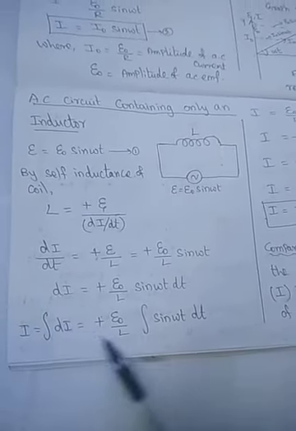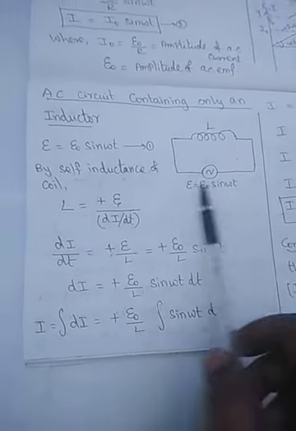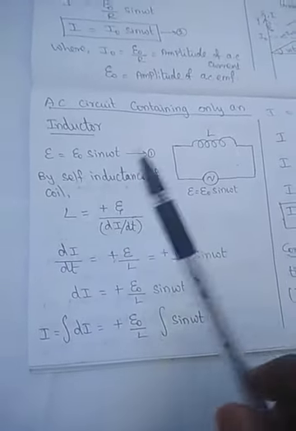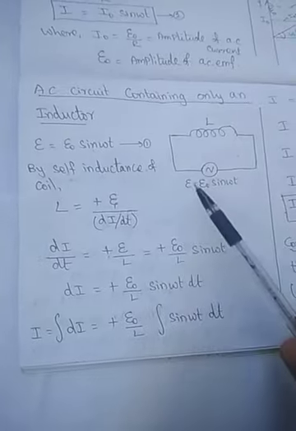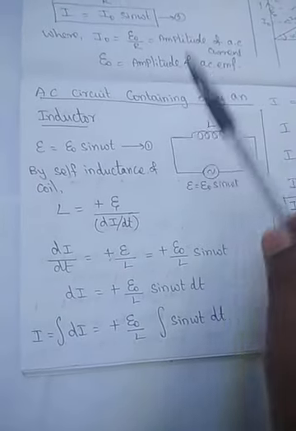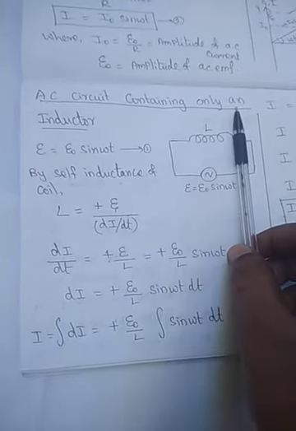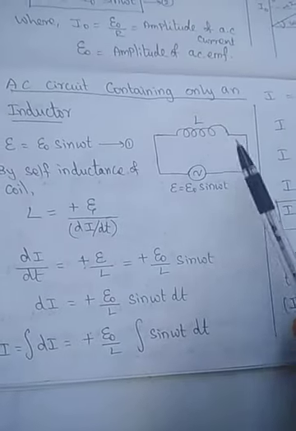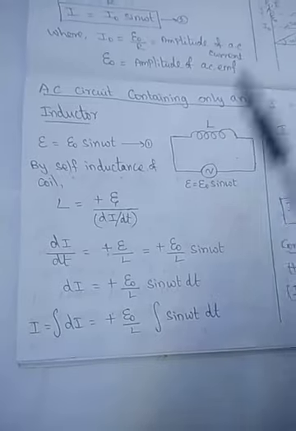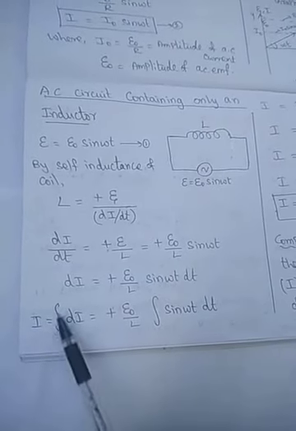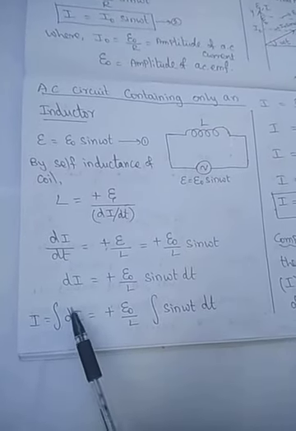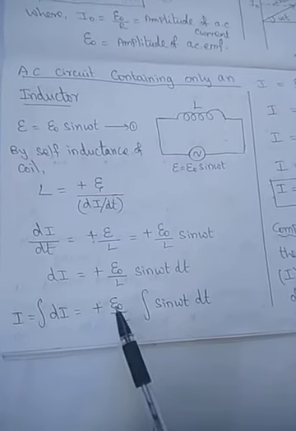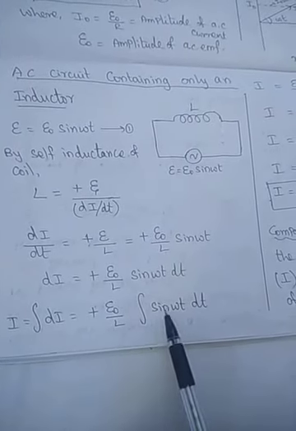So di means this dt comes here. We need only the current. What is the current flow? For the case when the EMF is given, in an AC circuit containing only an inductor, what current flows through it if the AC voltage is applied? So I is equal to integral di. The integral of di becomes the total current I, equals E naught by L times the integral of sin omega t.